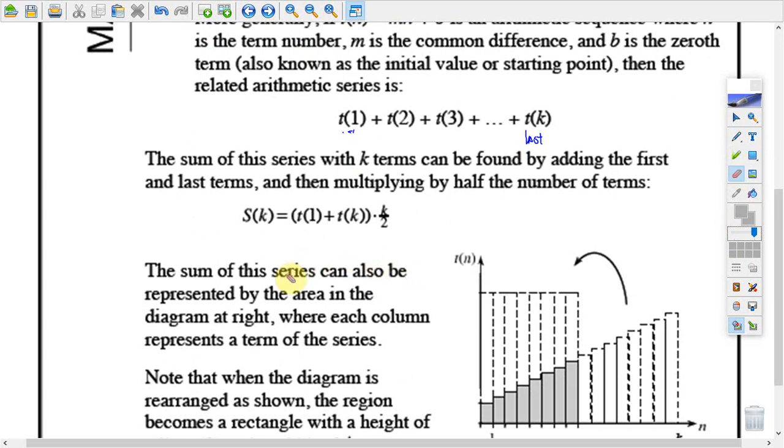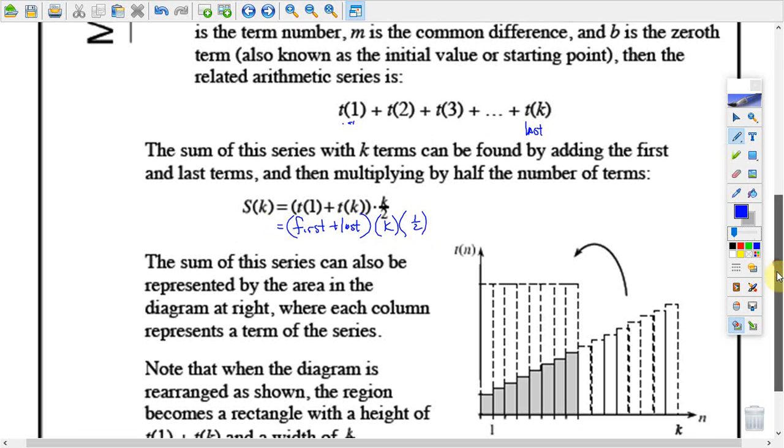The sum of this series with k terms can be found by adding the first and last terms and then multiplying by half the number of terms. So here's our first term, here's our last term, and then we're going to multiply by k, and I'm going to split that into k and 1/2. And I'll show you why.